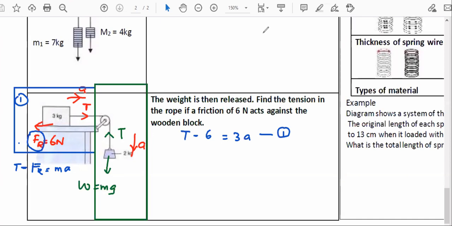Then next, let's see the green box. Okay, form the equation for the green box now. Again, tell teacher what minus what. Okay, we find out the weight first also. 2 times 9.81, you will get 19.62.